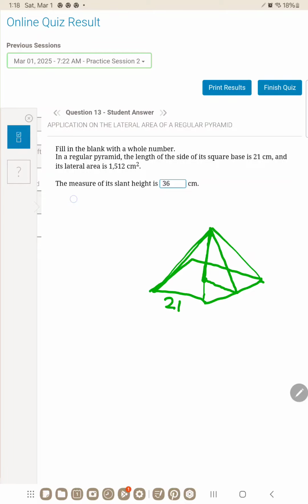and the lateral area is 1512. Now they want the measure of the slant height, sorry. The lateral area of a pyramid is equal to half perimeter times slant height. So we have the lateral area, and we have the perimeter. Lateral area 1512 equals half times the perimeter, which is 21 times 4, times L, which is what we're trying to find.